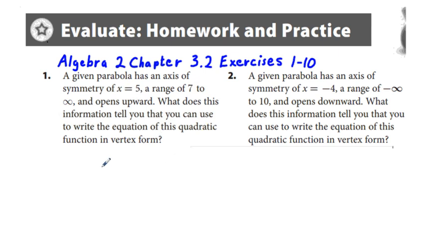Well, what that means is just graphing this. We have x equals 5: 1, 2, 3, 4, 5. And we have a range from 7 to infinity, so 1, 2, 3, 4, 5, 6, 7. What that means is we have a vertex, and here's our axis of symmetry at x equals 5. And we have a parabola that opens upward like this.